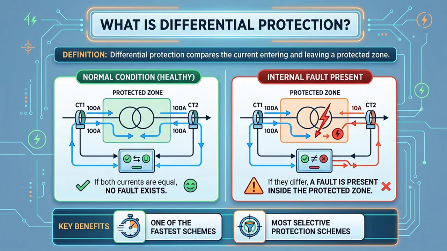What is differential protection? It compares the current entering and leaving a protected zone. If both currents are equal, no fault exists. If the currents differ, an internal fault is detected. That's why differential protection is one of the fastest and most selective protection schemes.